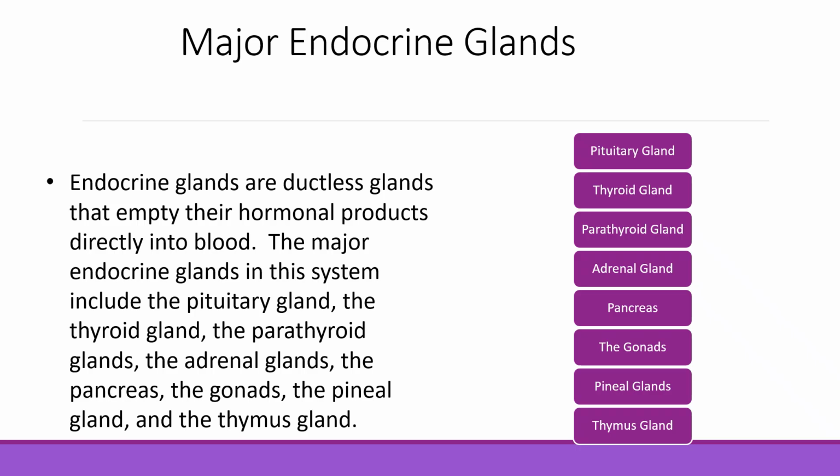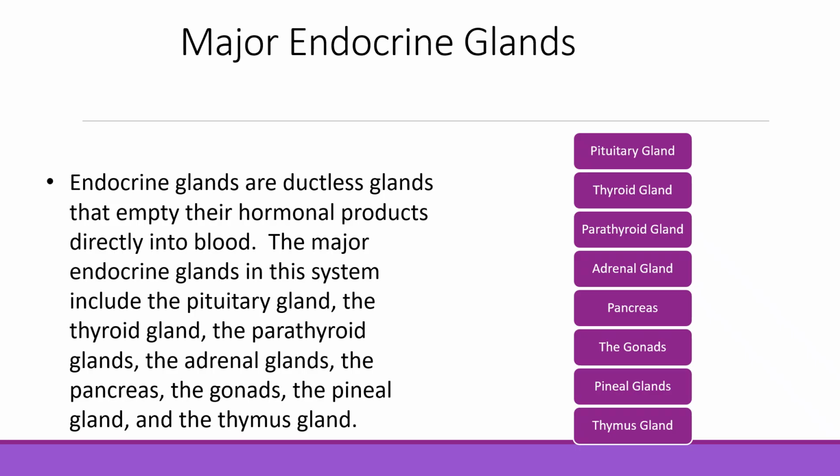So I had mentioned that exocrine glands have a duct that takes their product that they make, breast milk or sweat or whatever it is, out to the surface, right? Endocrine glands are called ductless, not like quack quack duck, but duct, like a tube, right? That's going to empty their hormonal products directly into the blood.